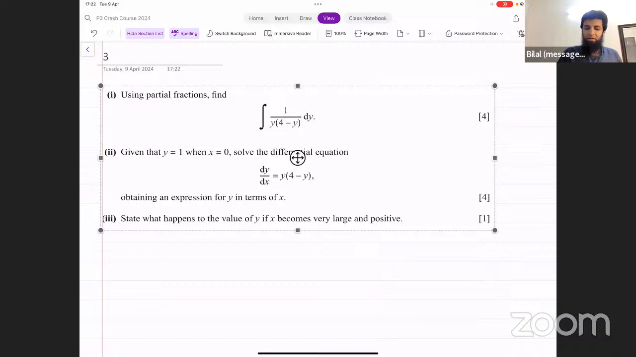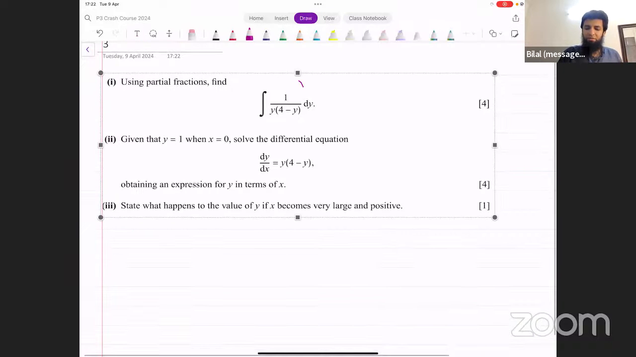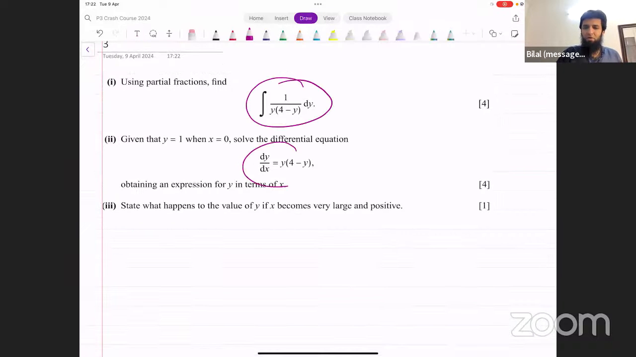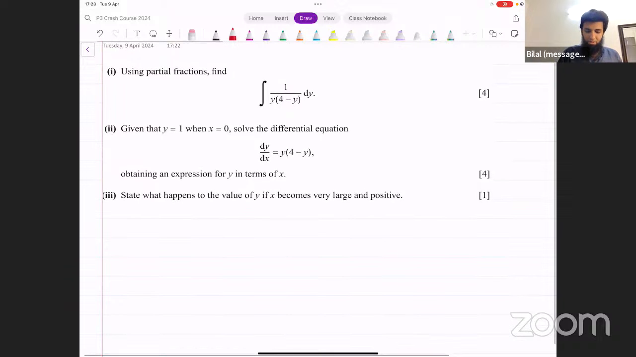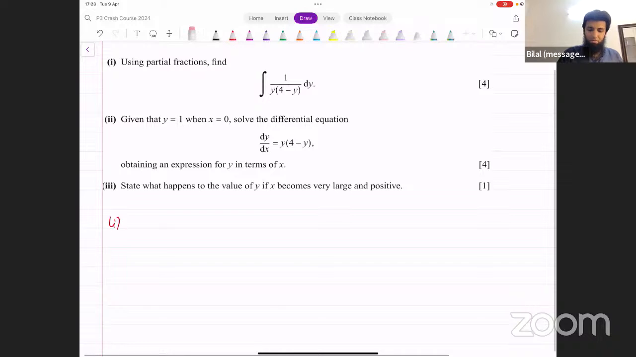In the first part, it says using partial fractions, find this integral. In the second part, you have to solve this differential equation. You can do that. Now, in the last part, it says, state what happens to the value of y if x becomes very large and positive.